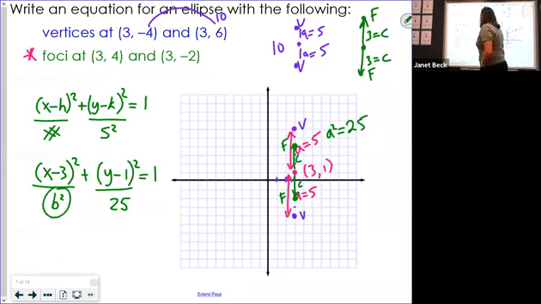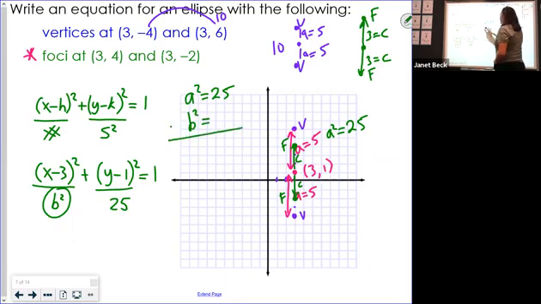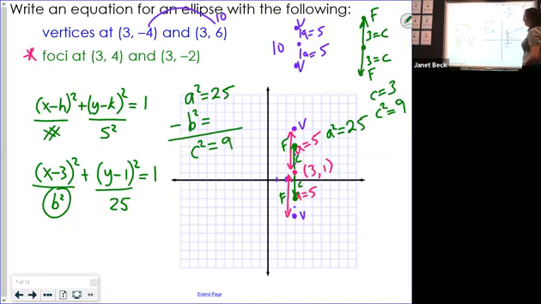I need B squared. I know A squared equals 25. I don't know what B squared equals, but I do know the difference between those numbers would be C squared. And if C equals 3, then C squared must be 9. So what number's missing in that gap? What do you subtract from 25 to get to 9?